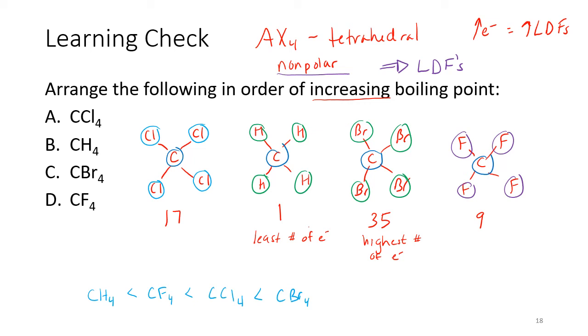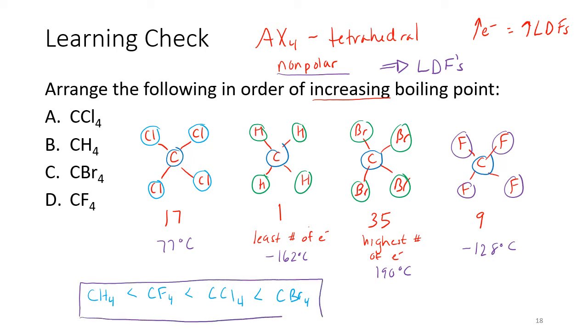The actual boiling points of each of these molecules: CCl4 boils at 77 degrees Celsius. CH4 boils at negative 162 degrees Celsius. CBr4 has a boiling point of 190 degrees Celsius. And CF4 has a boiling point of negative 128 degrees Celsius. So our trend that we derived based upon the intermolecular forces matches the literature value for the boiling points.